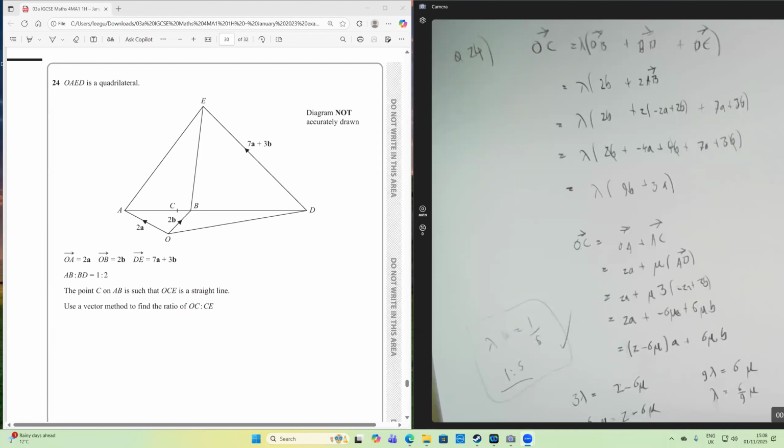O to A is 2a, O to B is 2b, D to E is 7a plus 3b. And it tells us that the ratio of AB to BD is 1 to 2. The point C on AE is such that OCE is a straight line. Use the vector method to find the ratio of OC to CE.